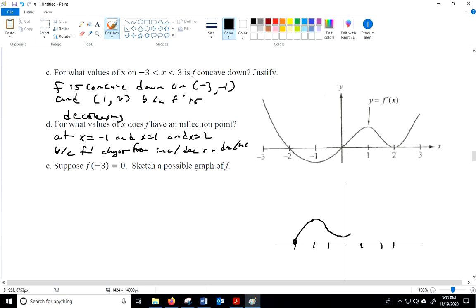Notice we're decreasing all the way from negative 2 to 0. We're going to be increasing the rest of the way, but we're going to be concave up here. We're going to switch to concave down till we get to 2. We're going to flatten out, make a horizontal tangent line because the derivative is 0. But we're not going to stop increasing. We're going to switch back to concave up and keep going up.